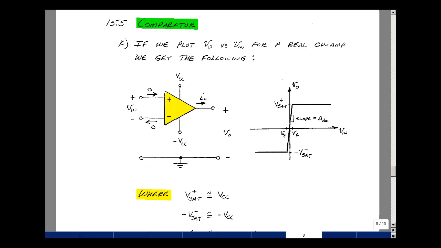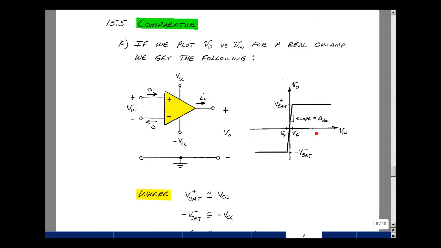This lesson deals with a comparator and two applications of crossing detectors. You can find these notes in the course ebook in Chapter 8, starting on page 8. Suppose you take a real op-amp and sketch the output voltage versus the input voltage given a power supply. The output would look something like this.